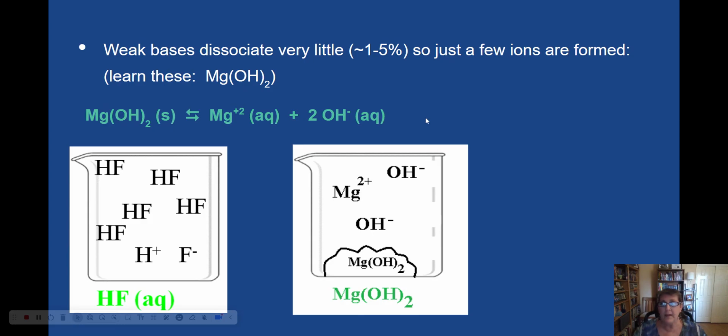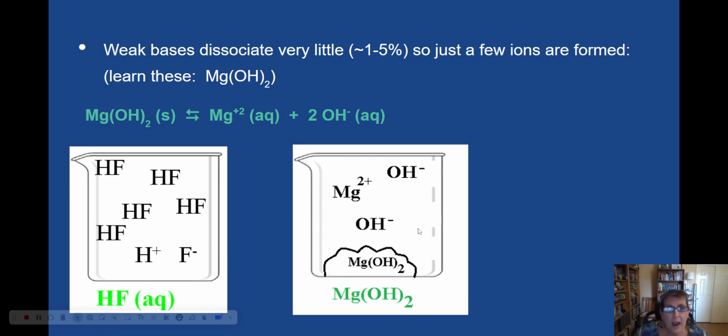Let's look at the pictures. So the HF beaker drawing, again, shows mostly together molecules of HF. HF, HF, HF, HF, HF. Only one of them has ionized into H plus and F minus. Again, that represents the 1 to 5% that ionizes. Most of the molecules stay together and do not break apart.